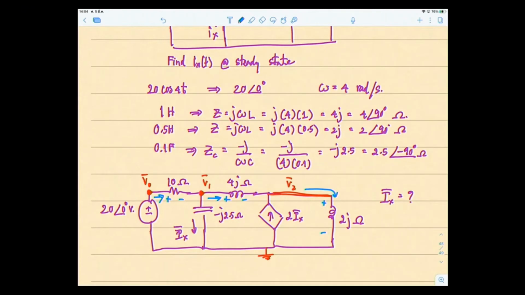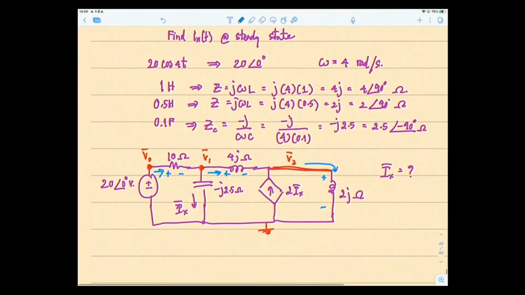You have to understand also that V2 is a voltage drop across the 2J ohms, also a voltage drop across this current controlled current source. Now, the steps to do nodal analysis is that you write KCL for your unknown node voltages. V0 you know, the node voltage, which is simply 20 angle 0 degrees volt. The ones you don't know are V1 and V2. So we're going to write KCL at V1.